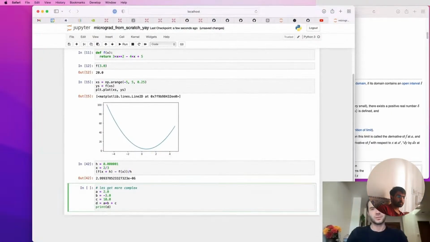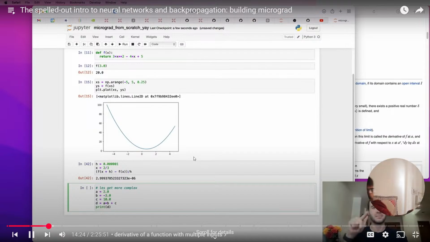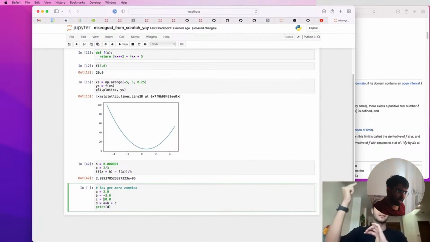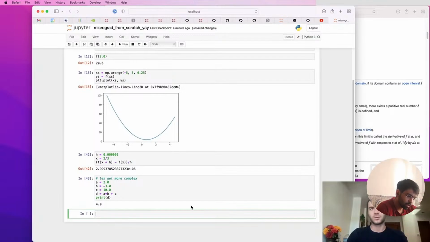So now we have a function here with output variable d that is a function of three scalar inputs, a, b, and c. So a, b, and c are some specific values, three inputs into our expression graph, and a single output d. And so if we just print d, we get 4.